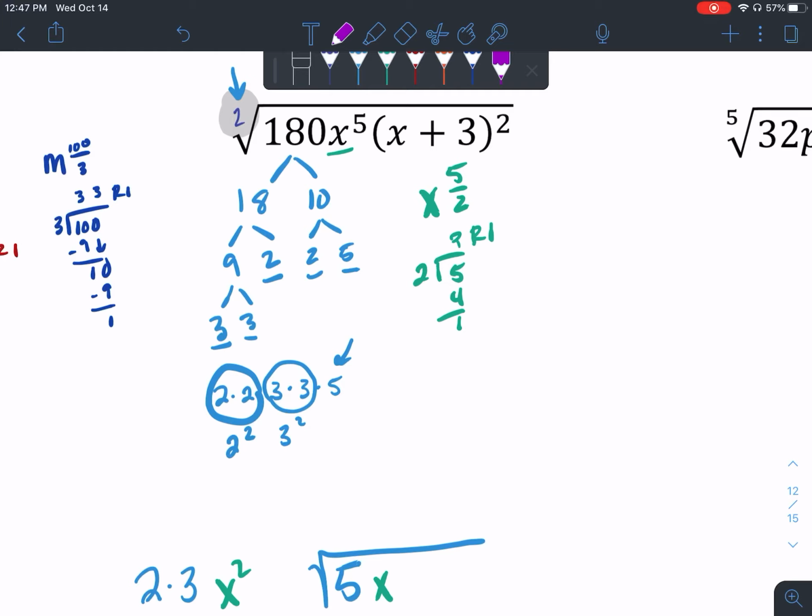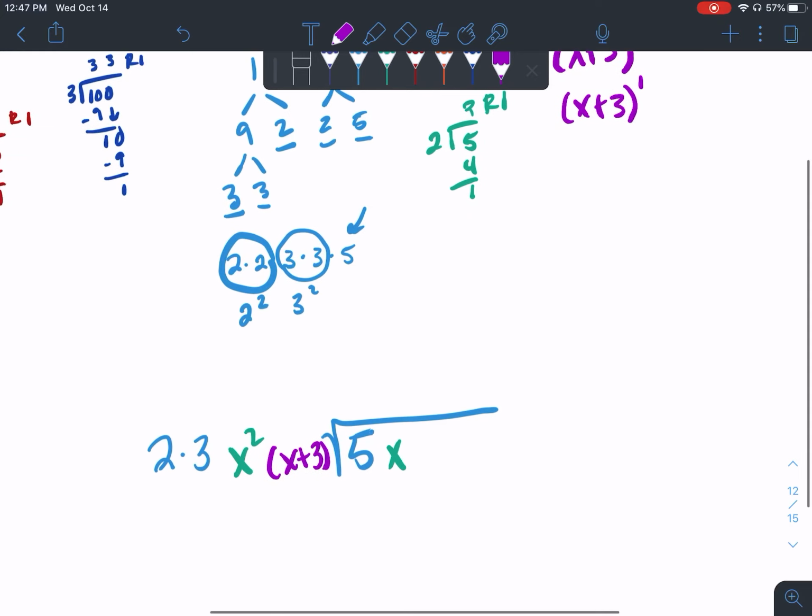Well, many people are going to be like, I don't know what to do with that. That just looks so scary. But notice it still has an exponent on a quantity. So we can do the same idea that we've been doing with our variables. This is really just x plus 3 to the 2 divided by 2, so the power over the index. Well, that reduces down to 1, so it's simply x plus 3 to the 1, so it goes on the outside. No remainder.